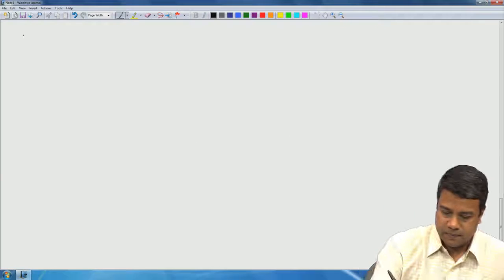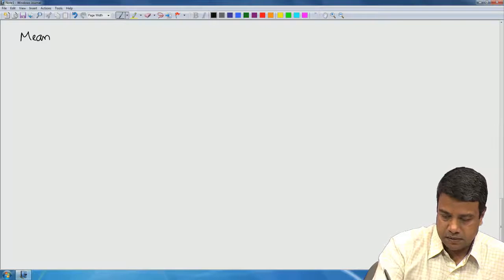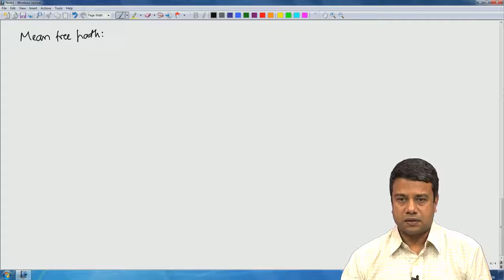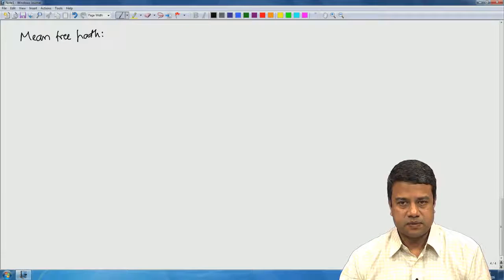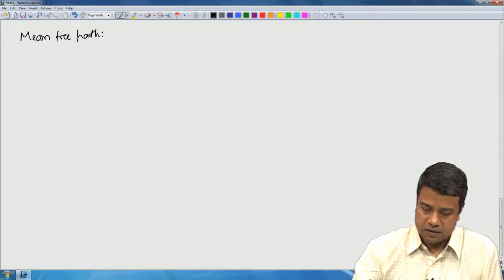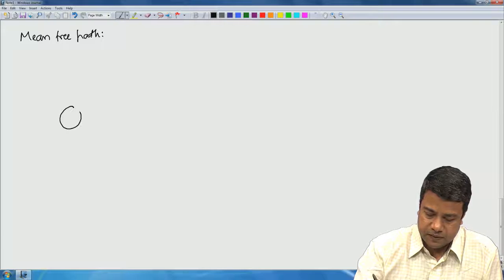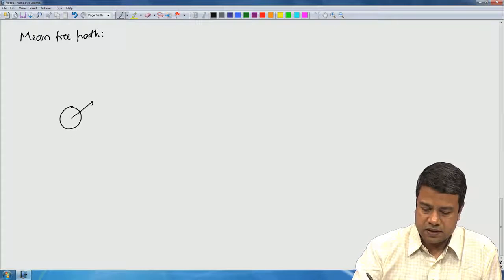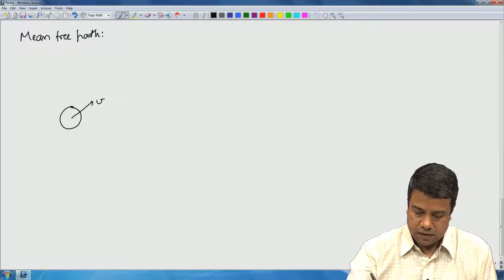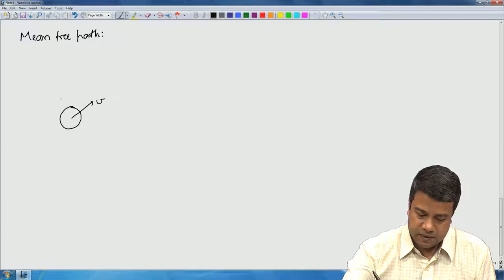Now, what about the mean free path? How does one calculate, or rather estimate, the mean free path? The mean free path is the distance between two intermolecular collisions. So, if you consider one molecule as it is moving with a translation velocity v, this molecule sweeps out a cylindrical volume.